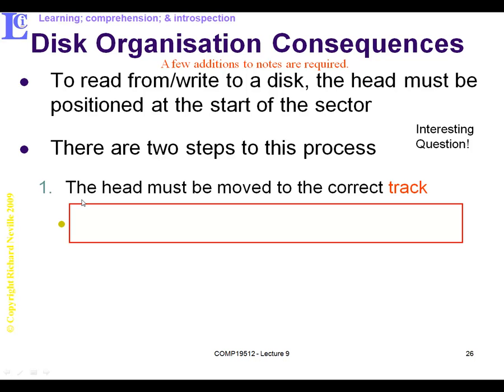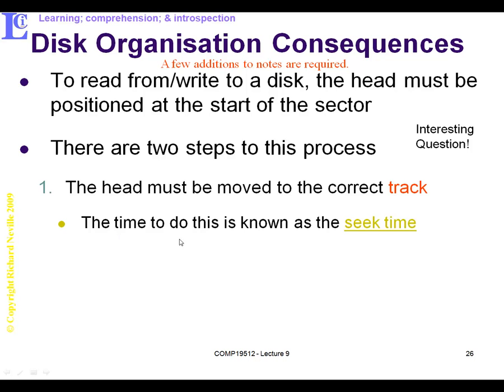Number 1 in this process, the head must be moved to the correct track. If you remember, the layout of the disk is a number of circular tracks, and those tracks are then subdivided into sectors. So the head is first moved to the correct track. If you write this down in the lecture, this empty box will have some information in it. Getting to this correct track is known as the seek time.